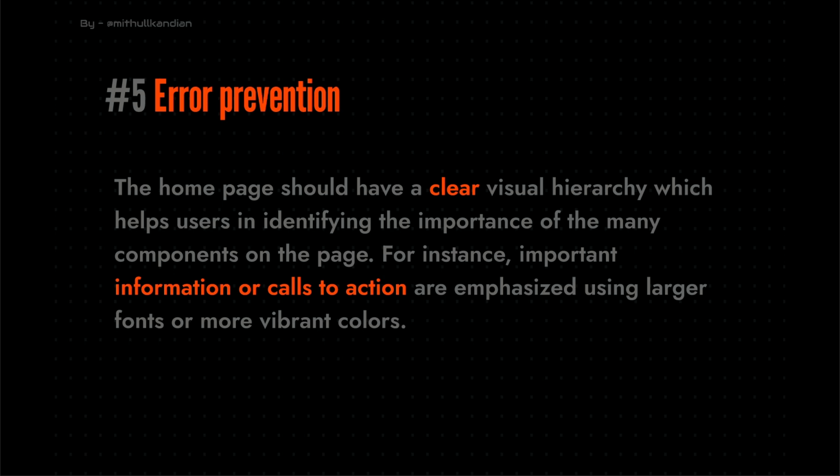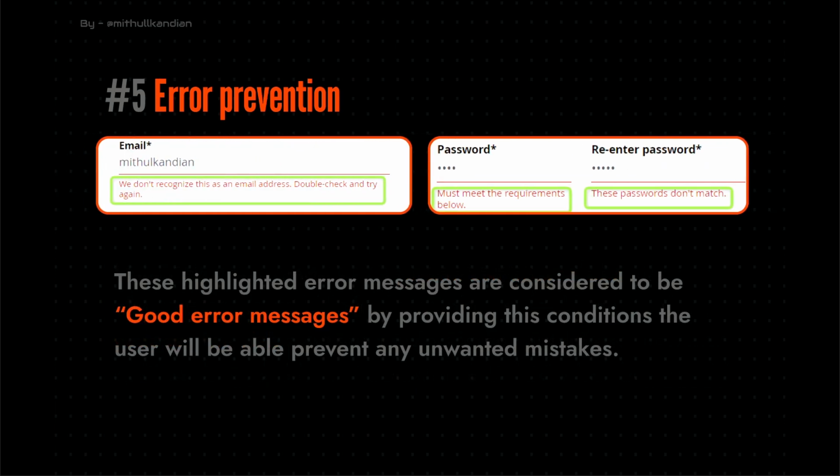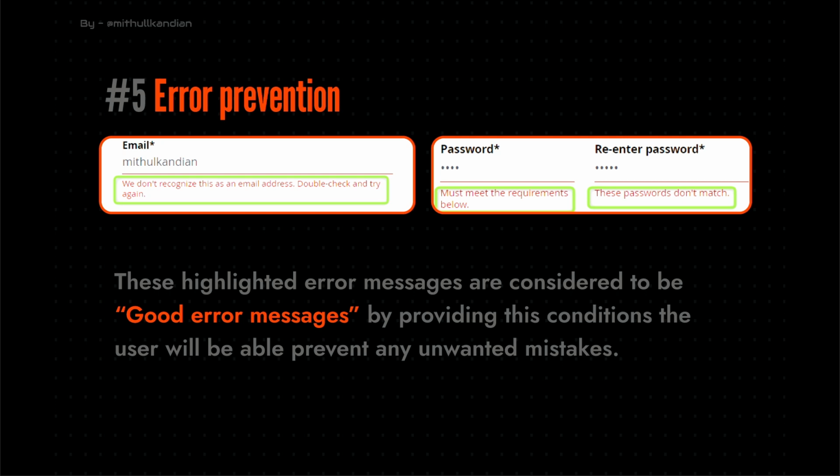For instance, important information or calls to action are emphasized using larger fonts or more vibrant colors. Here, Deloitte's home page has a prominent search bar that allows users to quickly find what they're looking for. This reduces the risk of users missing important information or struggling by not being able to find what they need. These highlighted error messages are considered to be good error messages. By providing these conditions, the user will be able to prevent any unwanted mistakes.